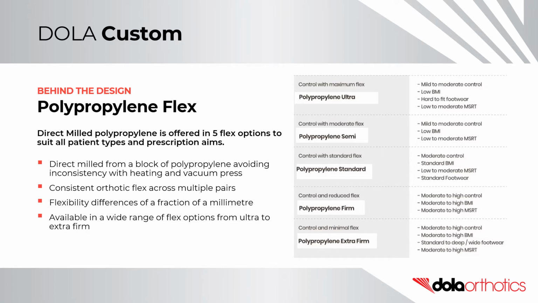Direct milled polypropylene is offered in 5 flex options to suit all patient types and prescription aims. Traditionally, polypropylene can be used as a thermoplastic material, heated and vacuum pressed to a positive cast. The heating and pressing process allowed inconsistency in the plastic thickness with stretch. CAD-CAM involves direct milling both sides from a block of polypropylene and allows flexibility differences to be only a fraction of a millimetre and consistency in manufacturing. The lack of heating in the manufacturing process allows consistency in the flex of the finished product.